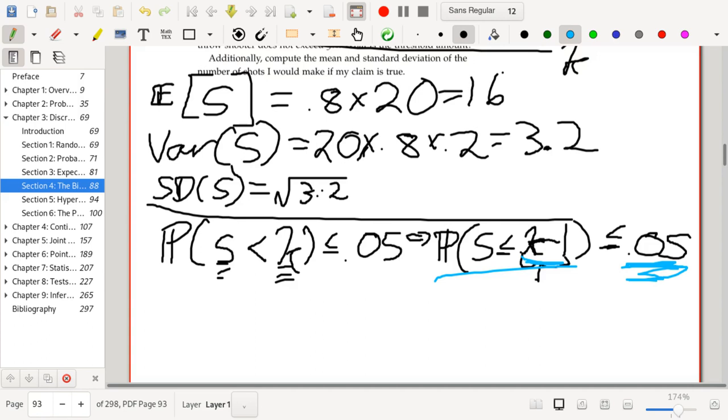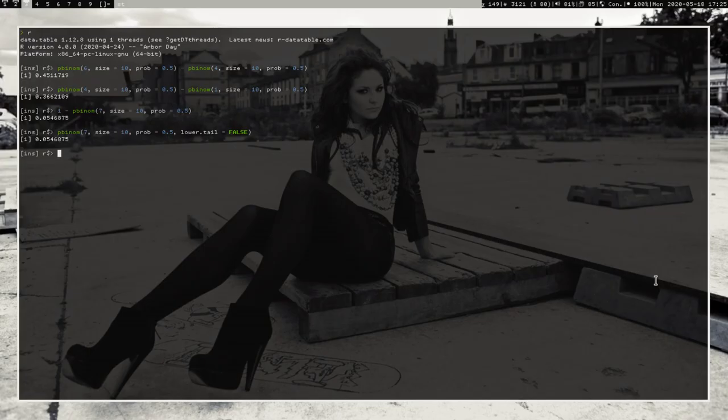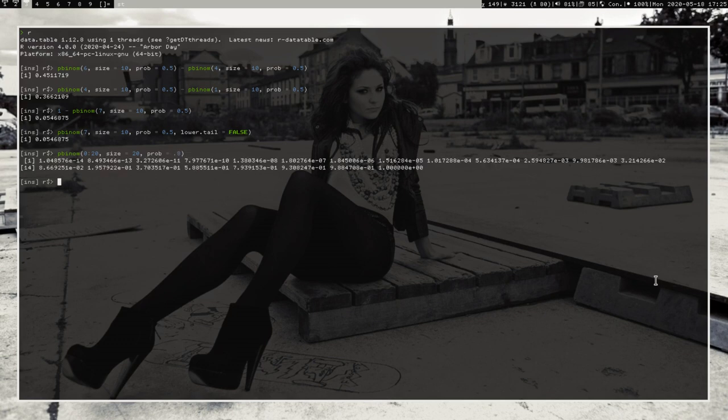In fact, let's now go to R. So we have the CDF. Possible values for this random variable are from 0 to 20, so we're going to ask for the CDF's values for all numbers between 0 and 20. Size is equal to 20. Prob is equal to 0.8. Oh, that's not very helpful.